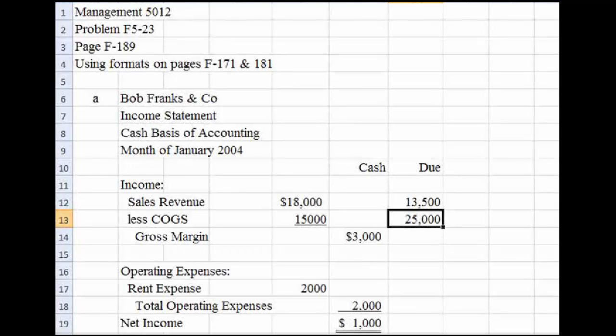The last transaction is the office rent for February, which was paid on January 31st. Since this is a cash transaction, even though it is for the month of February, it is recognized in January, so it gets added to the $2,000 to the rent expense line on the statement. Once again in my format, I had already put in the formulas to make the whole thing work, so now you're looking at the complete answer to requirement A.